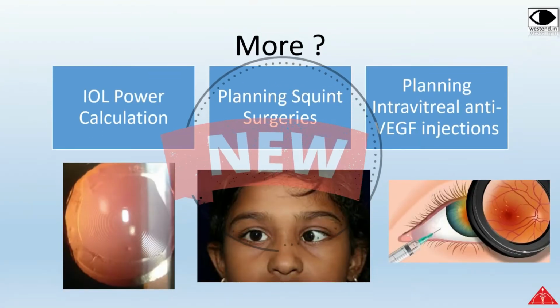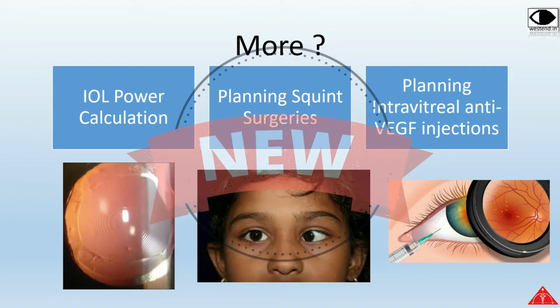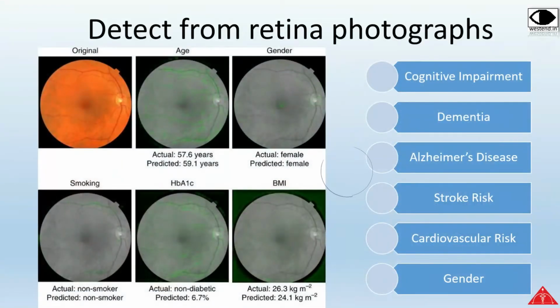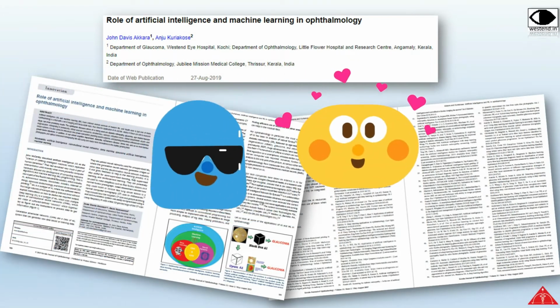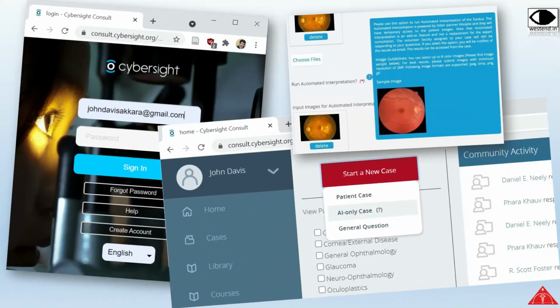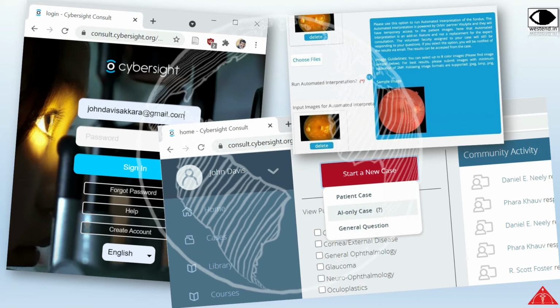AI is used for IOL power calculation, Hill RBF and LADAS formulas, and planning squint surgeries and anti-VEGF injection. Research from Google's Verily Health Sciences division showed that a single fundus photograph can be used to determine the age, gender, smoking status, HbA1c value, and BMI of a person. You can also detect cognitive impairment, dementia, Alzheimer's disease, stroke risk, and cardiovascular risk. This is an article about the role of AI in ophthalmology that I published in the Kerala Journal of Ophthalmology. The CyberSight website from Orbis allows you to analyze fundus photographs with an AI for free.